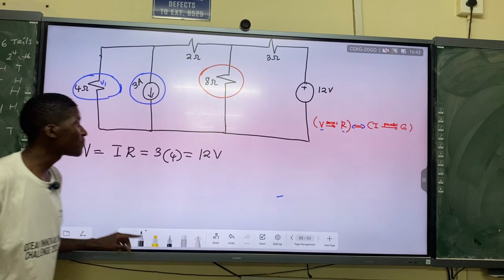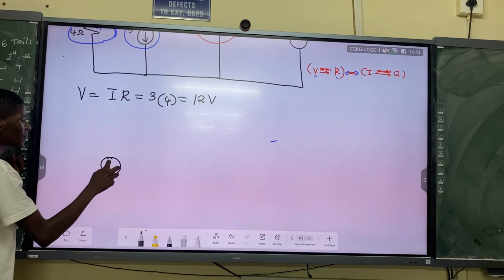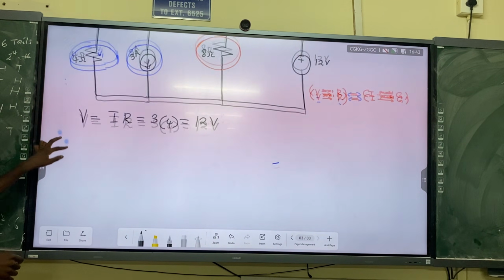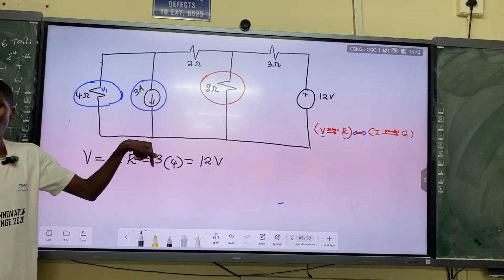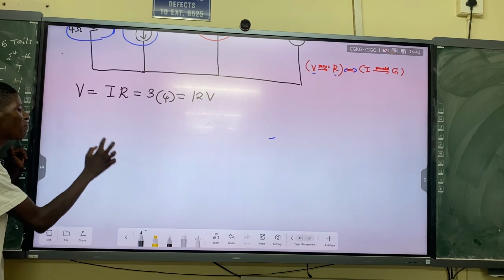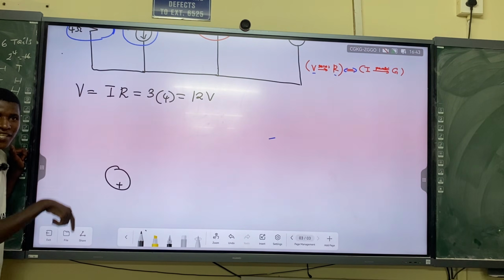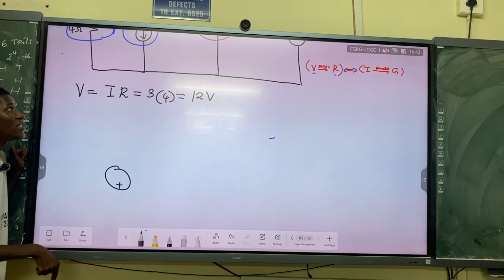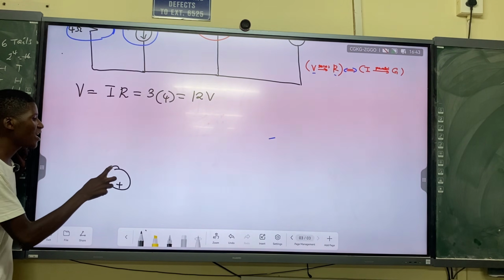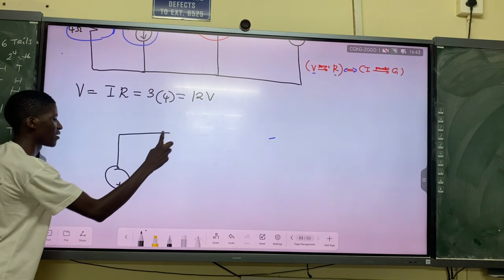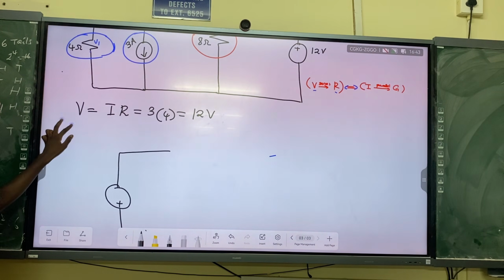So here at this point, I can just put 12 volts. Now let's look at the direction of the current. It means that our voltage source's positive terminal must be down here, because of the current direction. So here we have this, and then we should make this voltage source 12 volts.